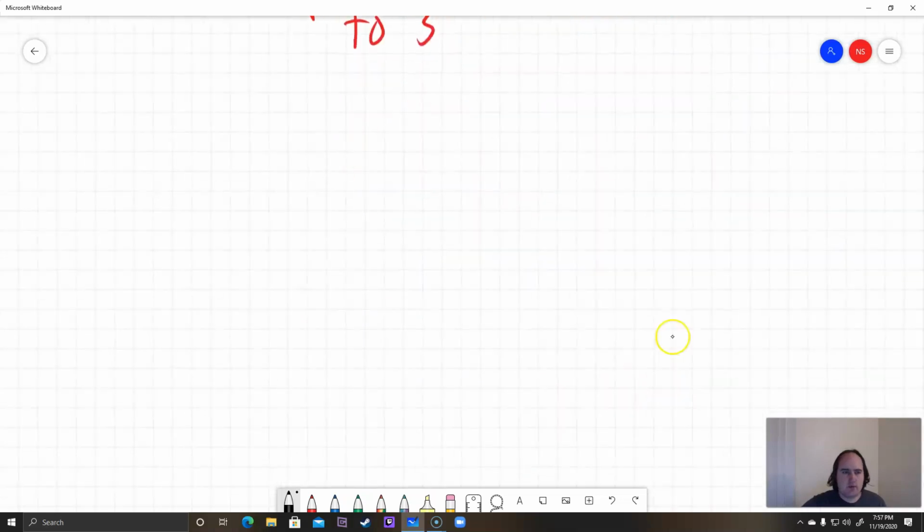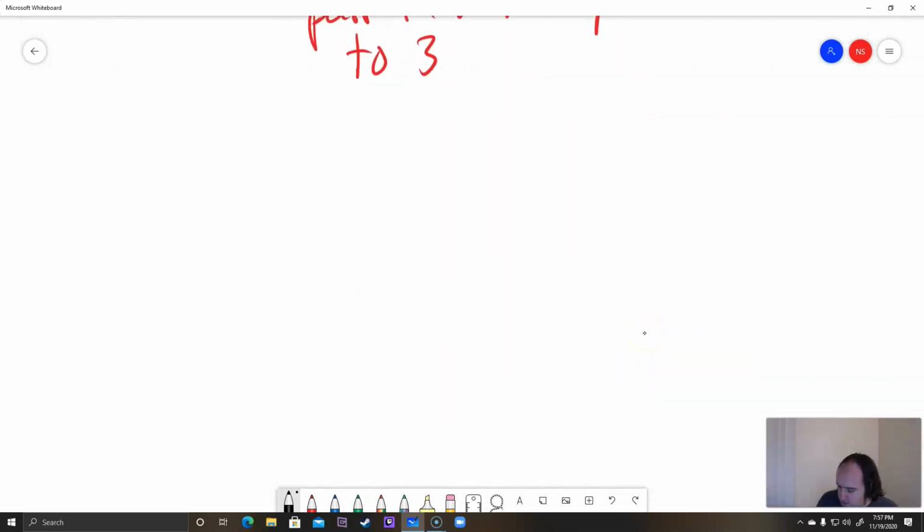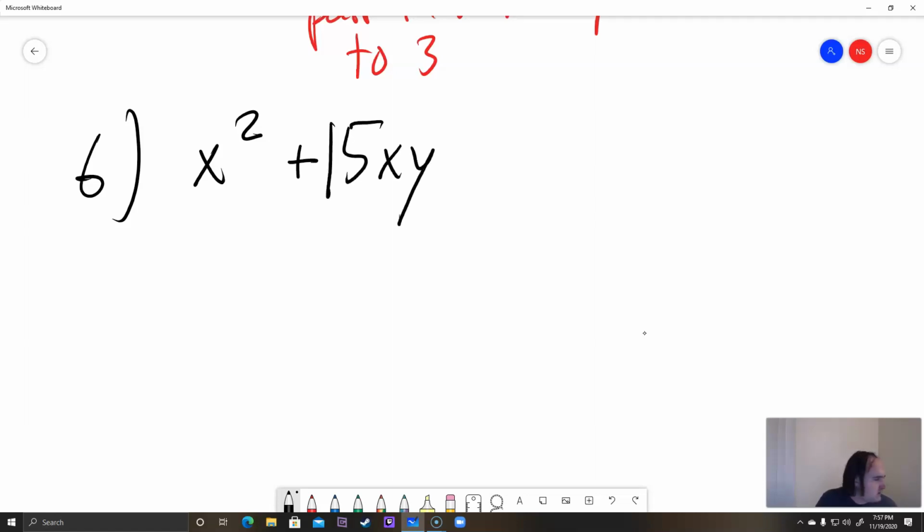Alright, so let's see some more of these. So number 6. Problem number 6 is x squared plus 15xy plus 56y squared. X squared plus 15xy plus 56y squared. So now this one's a little bit different. We're still going to use the x method, but notice we have two variables.